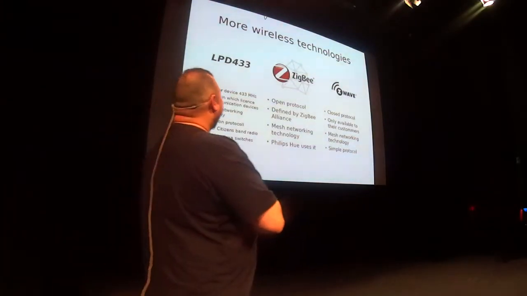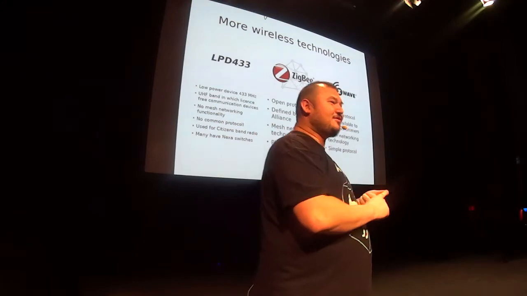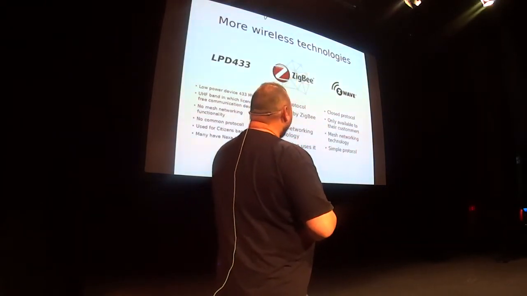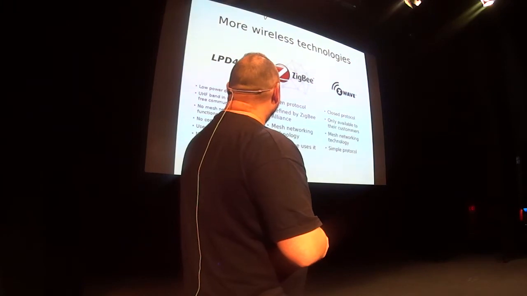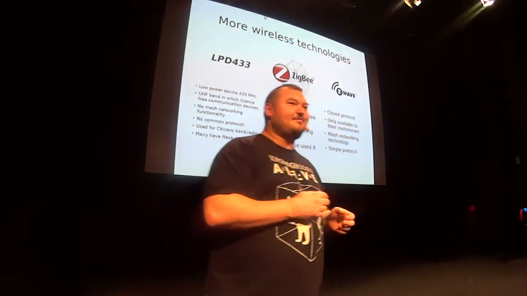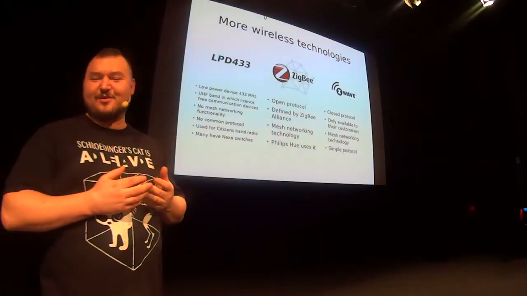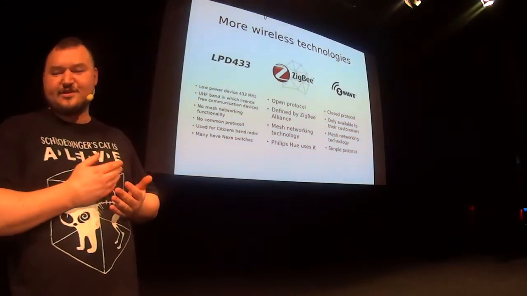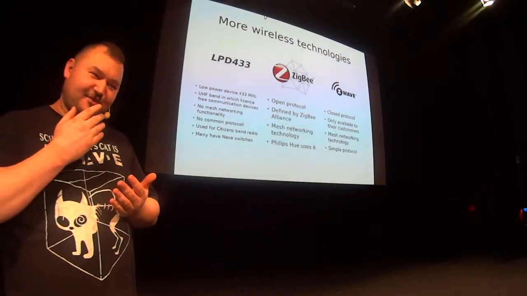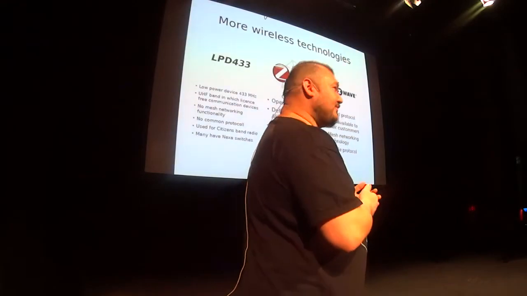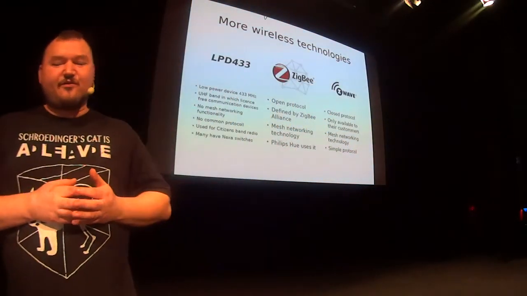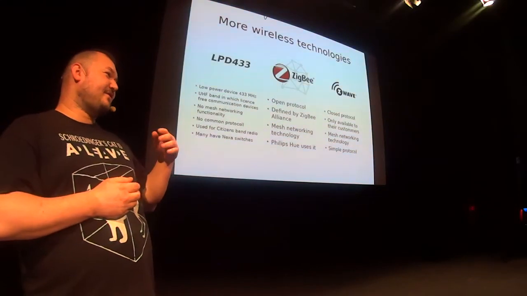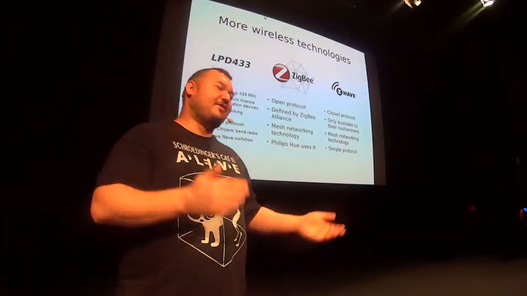So more on wireless technologies. Obviously we've seen Bluetooth and Wi-Fi, which everybody knows. But we also have the low power device, 433 megahertz, what do you call it? Yeah, technology basically, which is a UHF band, which is license-free, so communication devices don't need to get a license to use it. And it was used for CB, so citizen band radio basically, or is still used, because everybody can just use this band to do whatever they want.